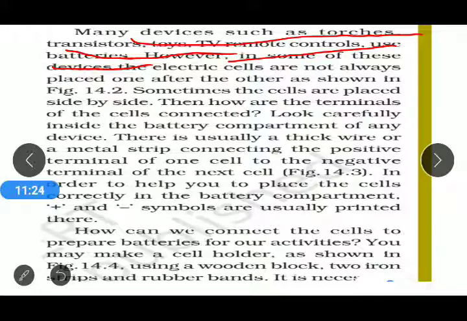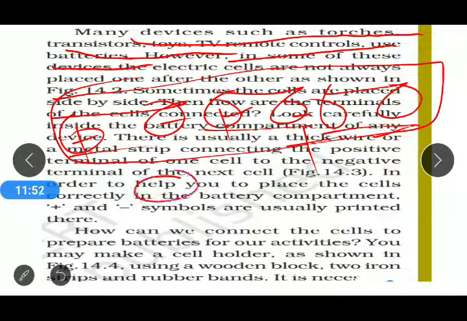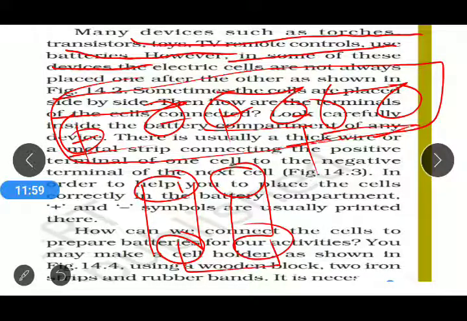In some of these devices, the electrical cells are not always placed one after the other, like I mentioned to you, that it cannot be placed like this: positive, negative, and positive, negative. From that line we need to understand that they are not placed like this. They are placed like this, parallel to each other, and they are attached with a strip.